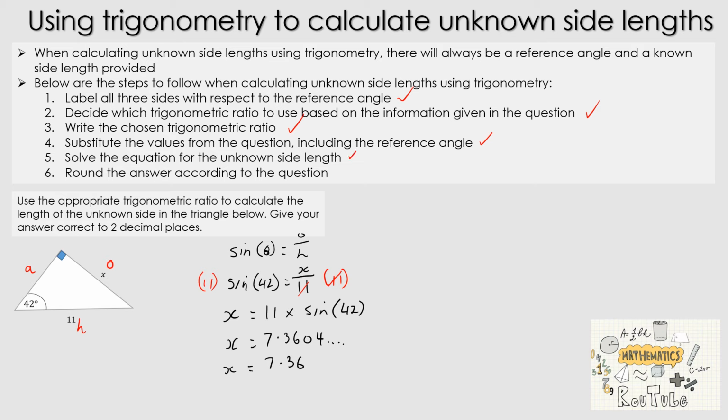So we'll tick off step 5 we did, and step 6 we rounded correctly to 2 decimal places. So x equals 7.36. Now, if there were units of measurement, whether they're millimeters, centimeters, or meters, or anything like that, you would obviously need to include them, but there were none in the question, so therefore you do not need to include any in your answer.